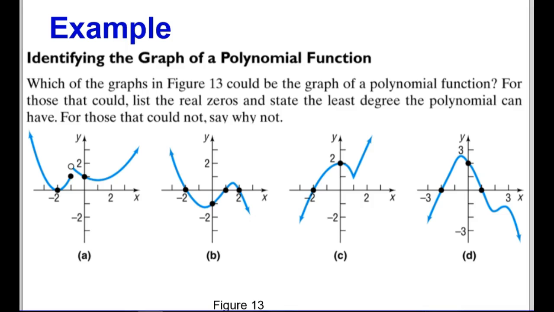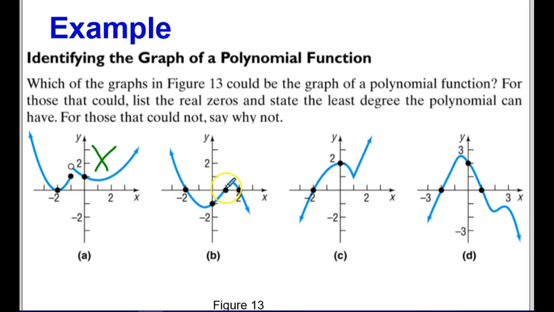So here we want to identify the graph of a polynomial. Now remember we said that a polynomial has to be a smooth, continuous curve, so we have to figure out which one of these graphs, if several of them, could be polynomials. We'll see here I have to pick up my pencil in order to get through this gap, so I know that this is not going to be a polynomial function.